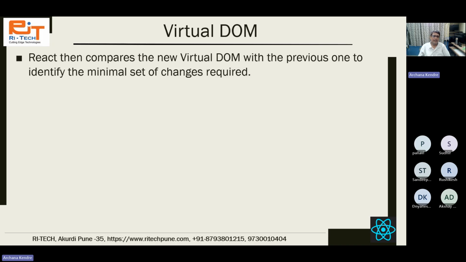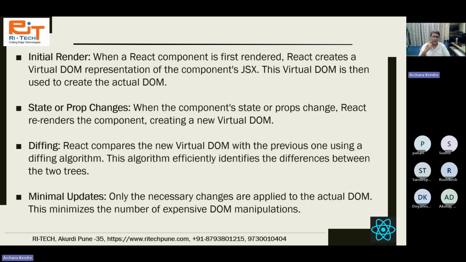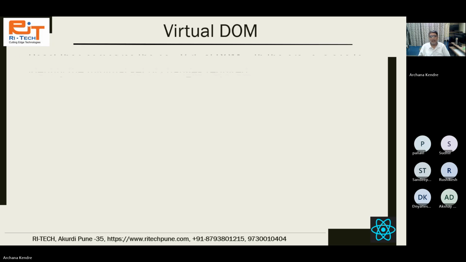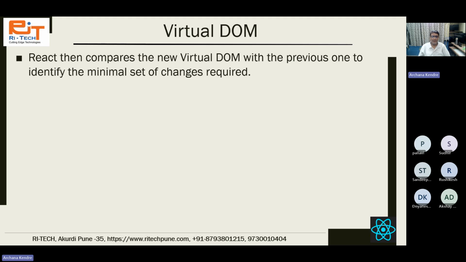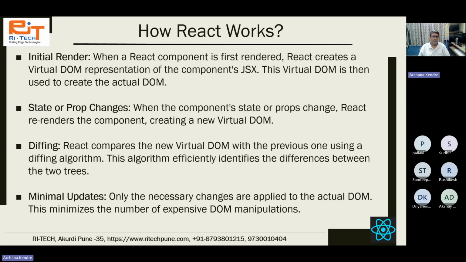तो ये काम कैसे करता है, so React then compares the new virtual DOM with the previous one to identify the minimal set of changes required. Only those necessary changes are applied to the actual DOM, resulting in significant performance improvement. So रिएक्ट की जो चेंजेस है कहाँ पर होंगे, वर्चुअल डॉम के अंदर. और फिर वर्चुअल डॉम उसमें से जितने नेसेसरी चेंजेस है जो एक्चुअल डॉम के लिए रिक्वायर्ड है उतनी चेंजेस को एक्चुअल डॉम के अंदर अपडेट करता है. That will help you to improve the performance. तो इसको स्टेप बाय स्टेप अंडरस्टैंड करने की कोशिश करते हैं.